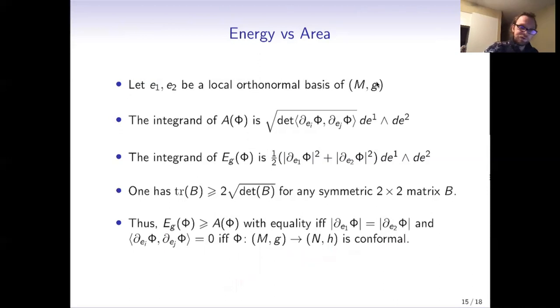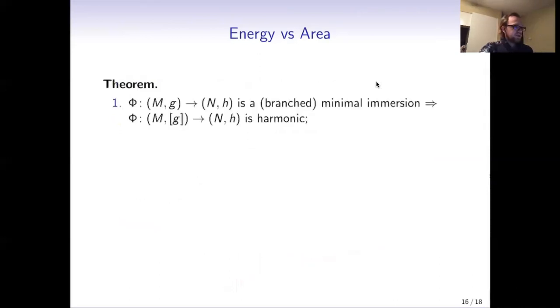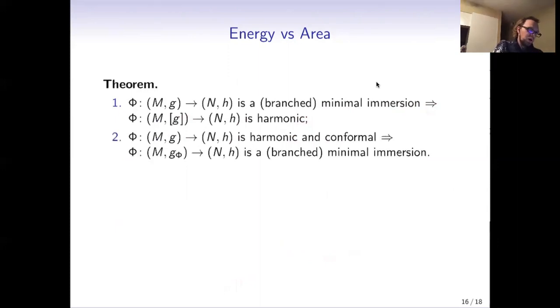Let's now use this to show my previous claim. If you start from a minimal immersion, then it's always a harmonic map. So you have this branched minimal isometric immersion, then it's a harmonic map, period. In the opposite direction, if you have a harmonic map which is also conformal, then if you take the induced metric G phi, this is a branched minimal immersion.